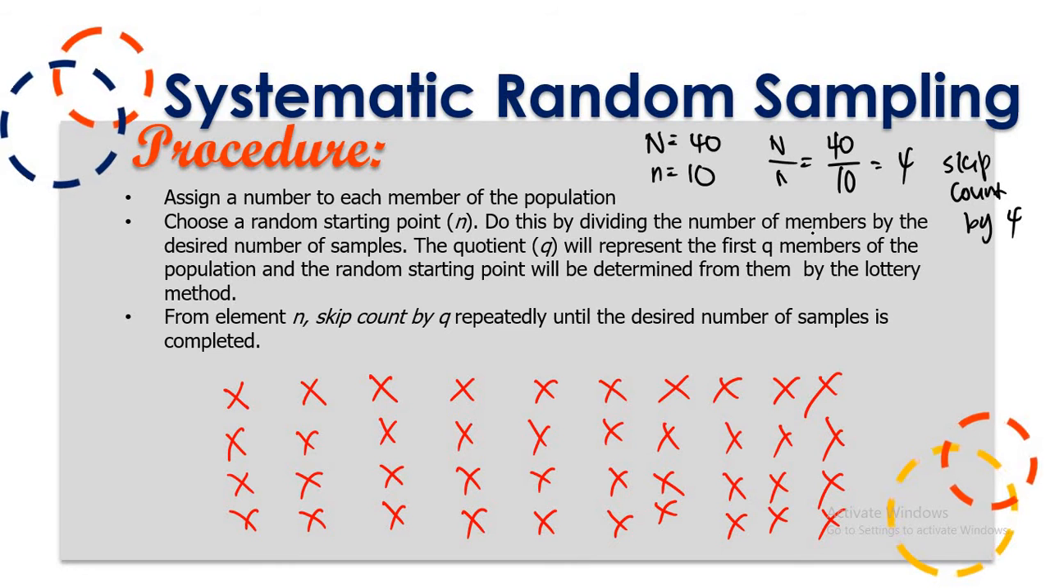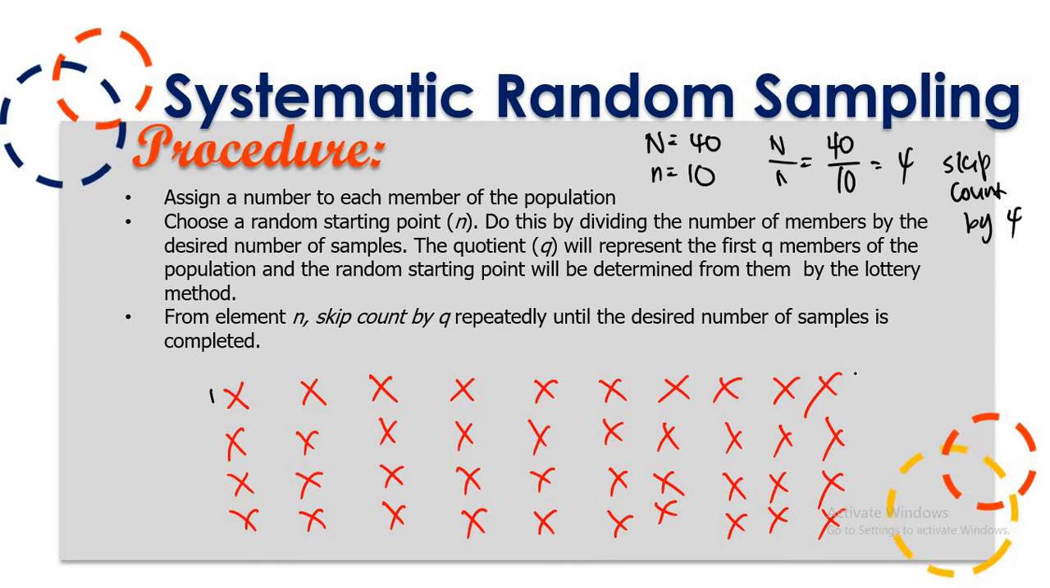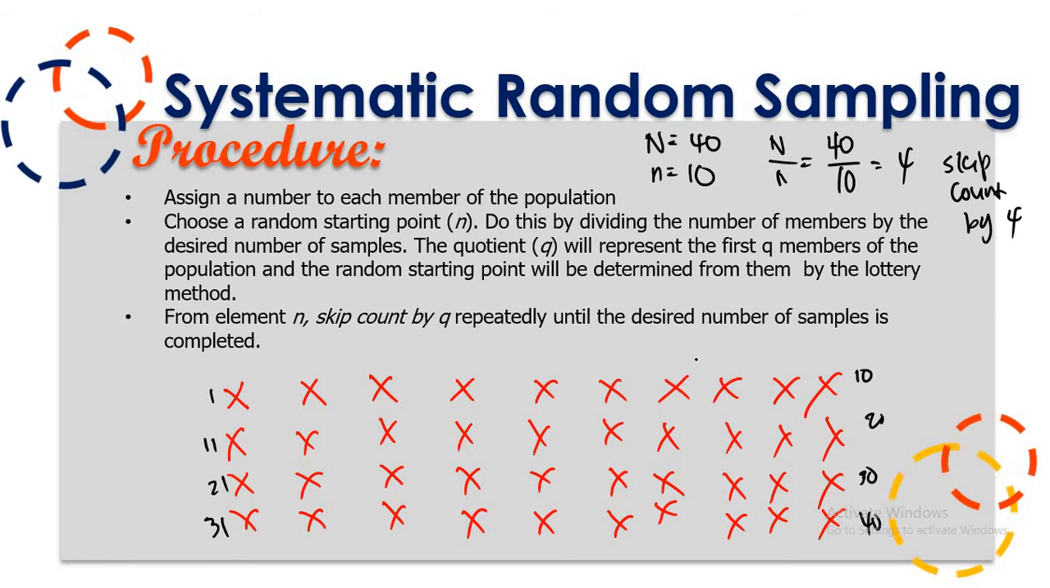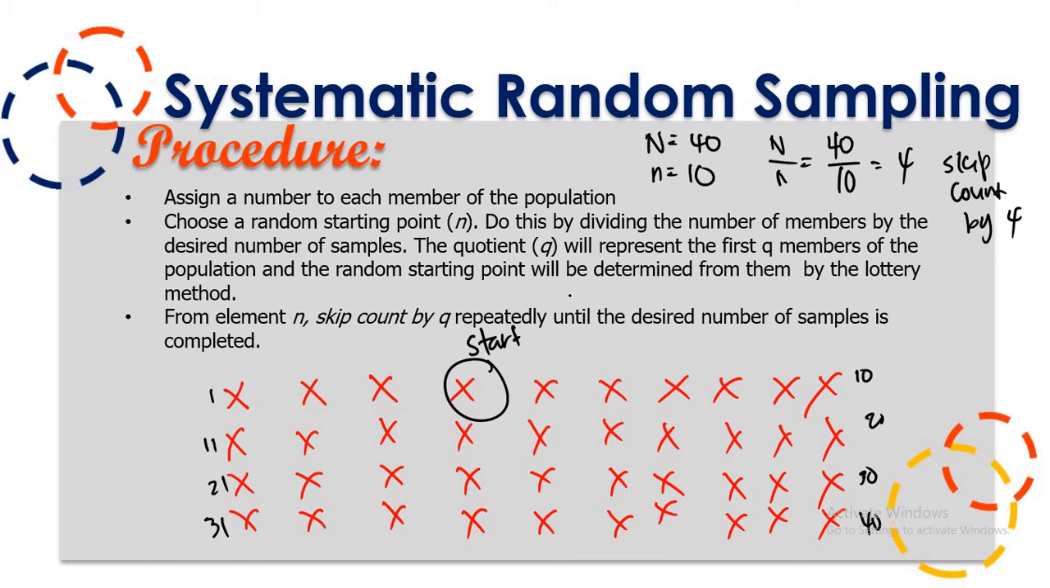So in terms of the procedure, assign a number to each member of the population. So say for example, this will be 1 to 10, 11 to 20, 21 to 30, and 31 to 40, and numbers in between. So choose a random starting point. It's up to you. Maybe you can use draw lots. For example, you want to start here. This is your starting point.